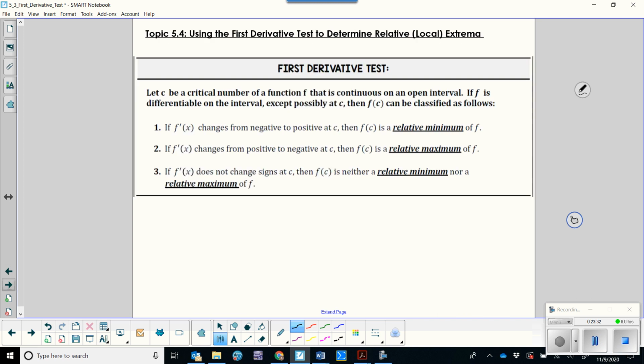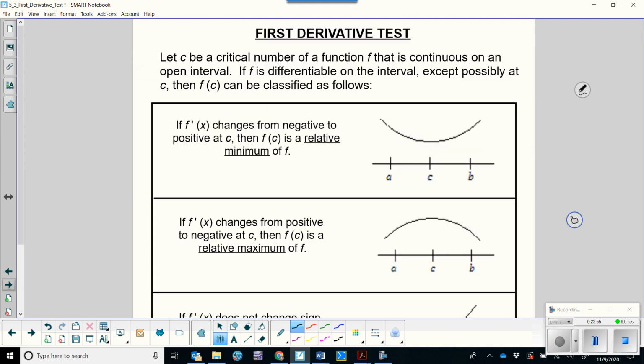So we're going to do the same exact thing, but you're just going to write in what I just said and then also answer that. Okay? So if f prime of x changes negative to positive, there's a relative min. If f prime changes positive to negative, there's a relative max. If f prime does not change signs, then there's neither one. We do know that if there's no sign change, there's neither one. Okay?